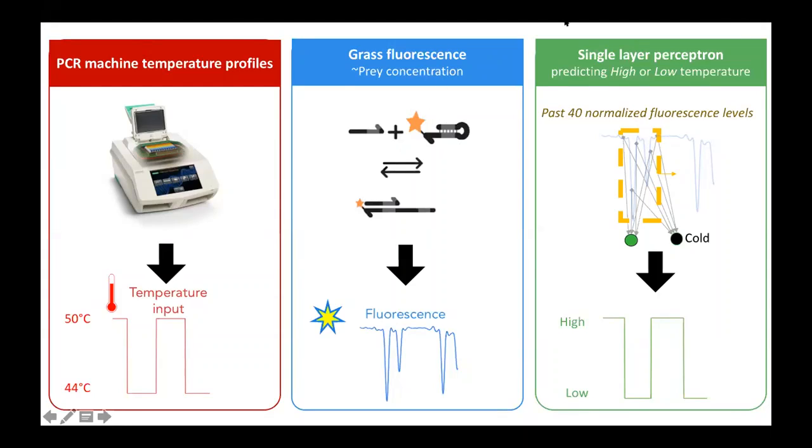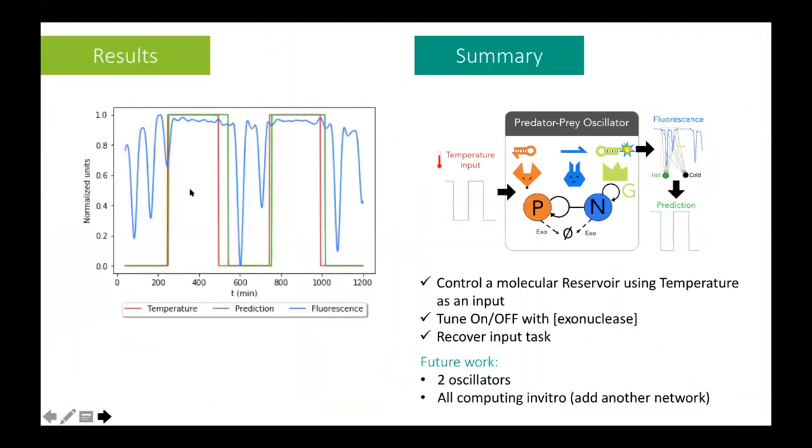And then for the prediction, we use a single layer perceptron predicting high or low temperature, and it uses the last 40 normalized fluorescence levels on a window, and we move the window so that it can predict the temperature. And the result we get, here on the left: in red, you have the input temperature that was given to the system. In blue, you see the fluorescence that corresponds to the concentration of prey. And in green, you see the prediction.